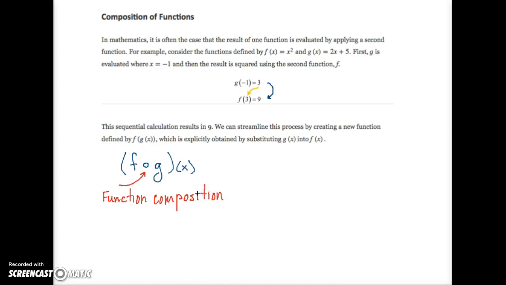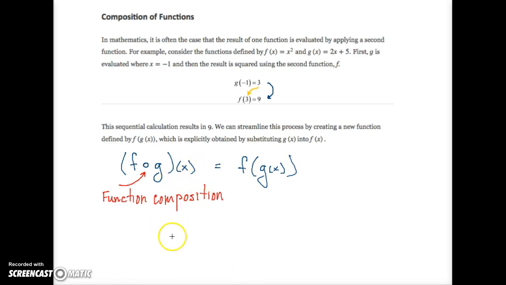Okay, and all this means is that we take the output of one function and we put that in the input of another function. Okay, so it's basically a two-step process. This is really equal to, so we have f composed with g of x, and that's the same as saying I want f of g of x. Okay, so g of x is my input. I figure out what g of x is, and then I put it into f of x.